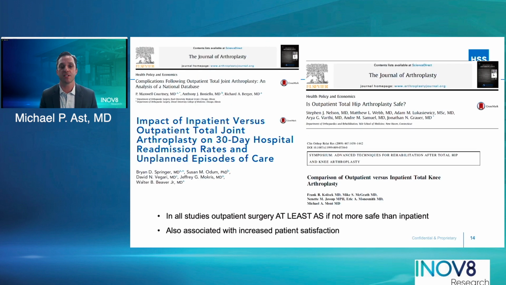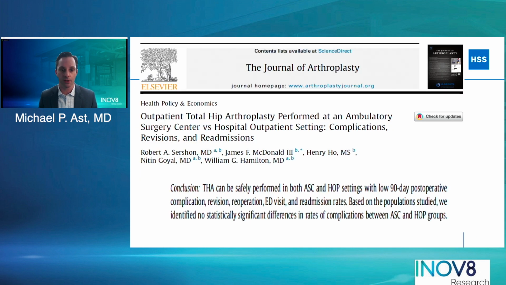And when we look at patient safety, we know that when done correctly, outpatient surgery, same-day discharge surgery, is absolutely as safe, if not safer, than inpatient surgery. So it really just comes down to doing it correctly. And I think that's what we're here talking about a lot today.